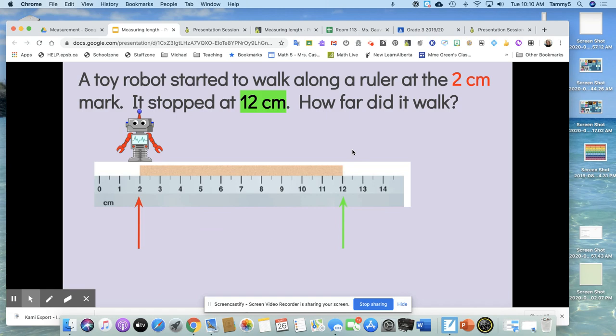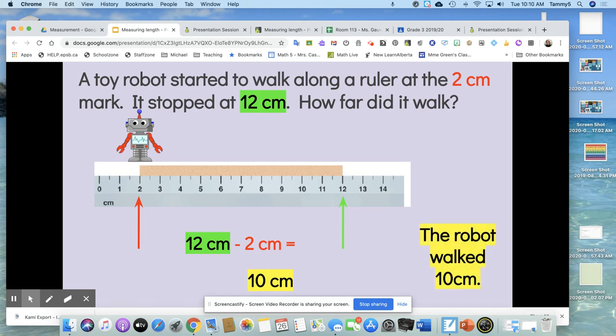robot walked. So we know 12 minus 2 is equal to 10. And don't forget to put your unit, which is centimeters. So I know in the Pear Deck lesson, it didn't allow you to put the unit in, which is too bad, but please make sure that you're remembering your units. Also, in a word problem, we always answer in a sentence. So you want to include that the robot walked 10 centimeters.